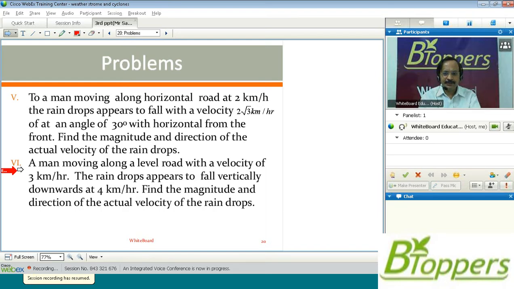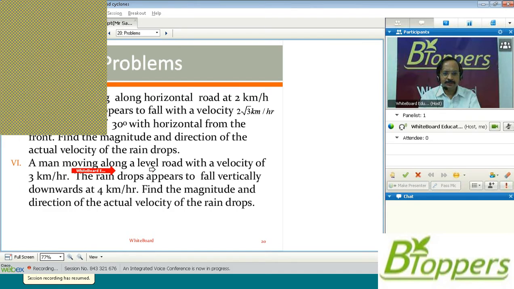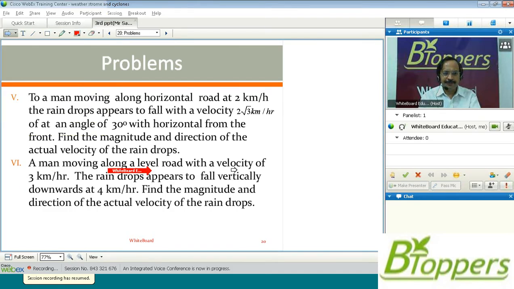So I have just discussed problem 5. The next problem is the 6th one, which is similar to problem 5 that I have just discussed, but I will read it once. A man is moving along a level road with a velocity of 3 km per hour. The raindrops appear to fall vertically downwards at 4 km per hour. Find the magnitude and direction of the actual velocity of raindrops.